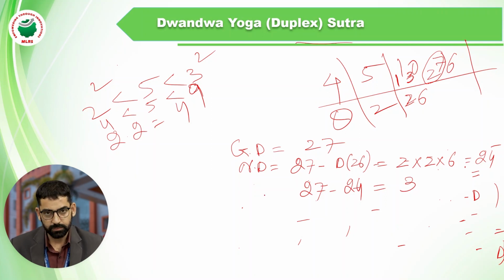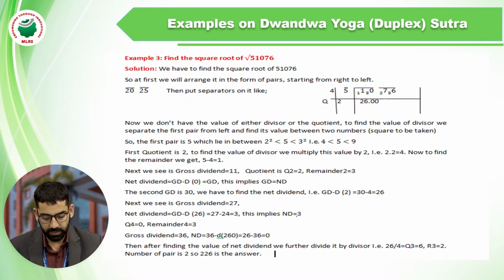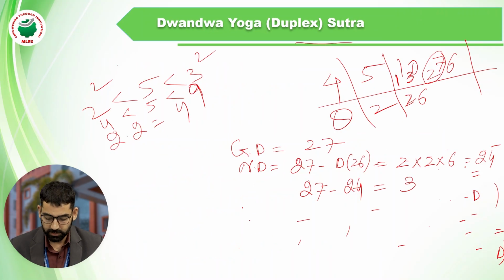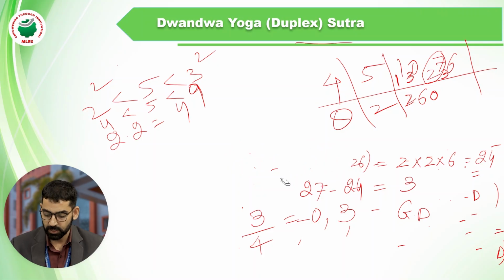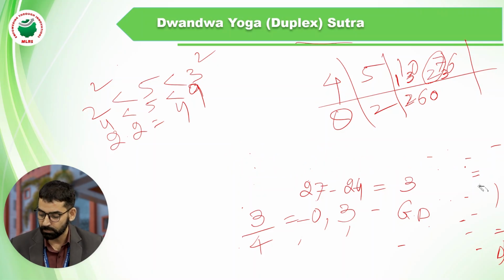Now we have net dividend equal to 3. So 3 is to be divided by 4 again. The net dividend is again divided by 4. That gives us quotient 0 and remainder 3. What will happen to this quotient? This will go there and this remainder will go here. So again we have 36 as the gross dividend. What is 36? 36 is again the gross dividend. This is to be continued until the number ends.